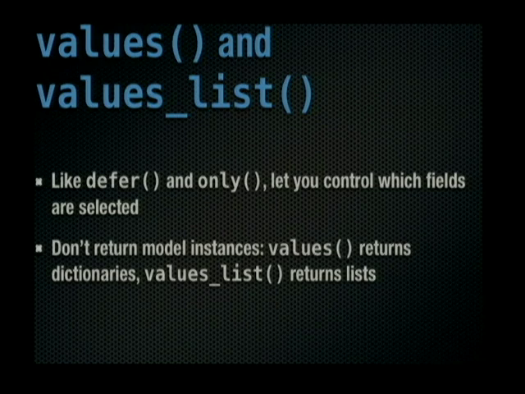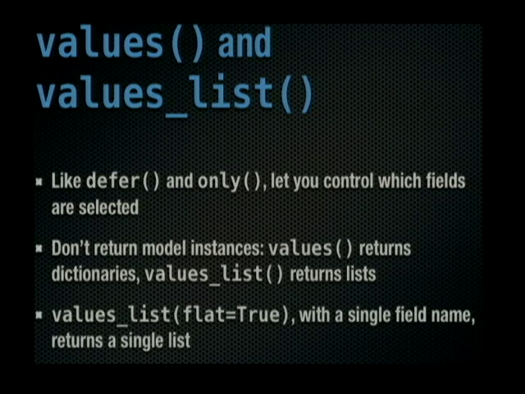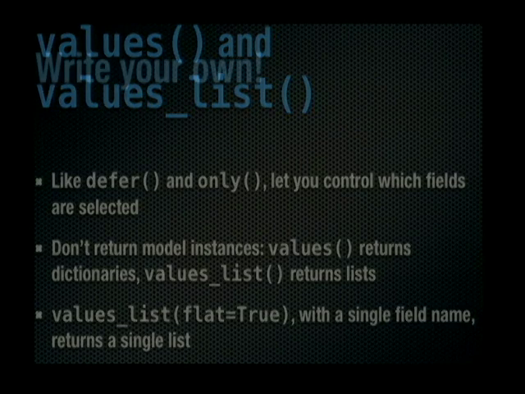Back before we had proper aggregates, this was the fastest possible way to do a sum query, because you could select the numeric value with values list and then do a sum on it in Python. Oh, there it is. Returns the single field name in a single list.